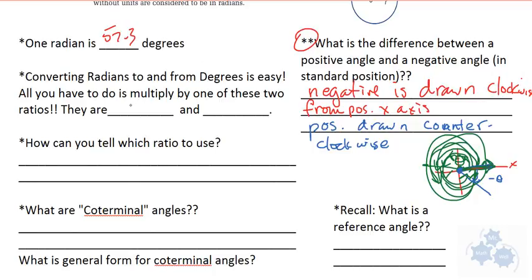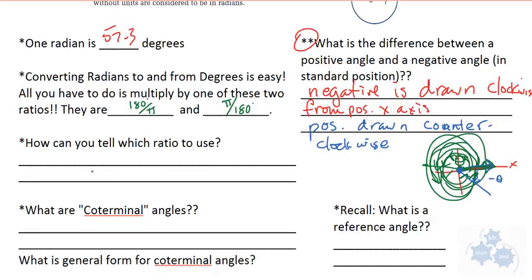Yes, very good. 180 over pi, or 180 divided by pi, and pi divided by 180. That's right. So really it's the same ratio, just the inverse. One is the reciprocal of the other, I should say. And so these are the two basically conversion factors between radians and degrees that we can use.